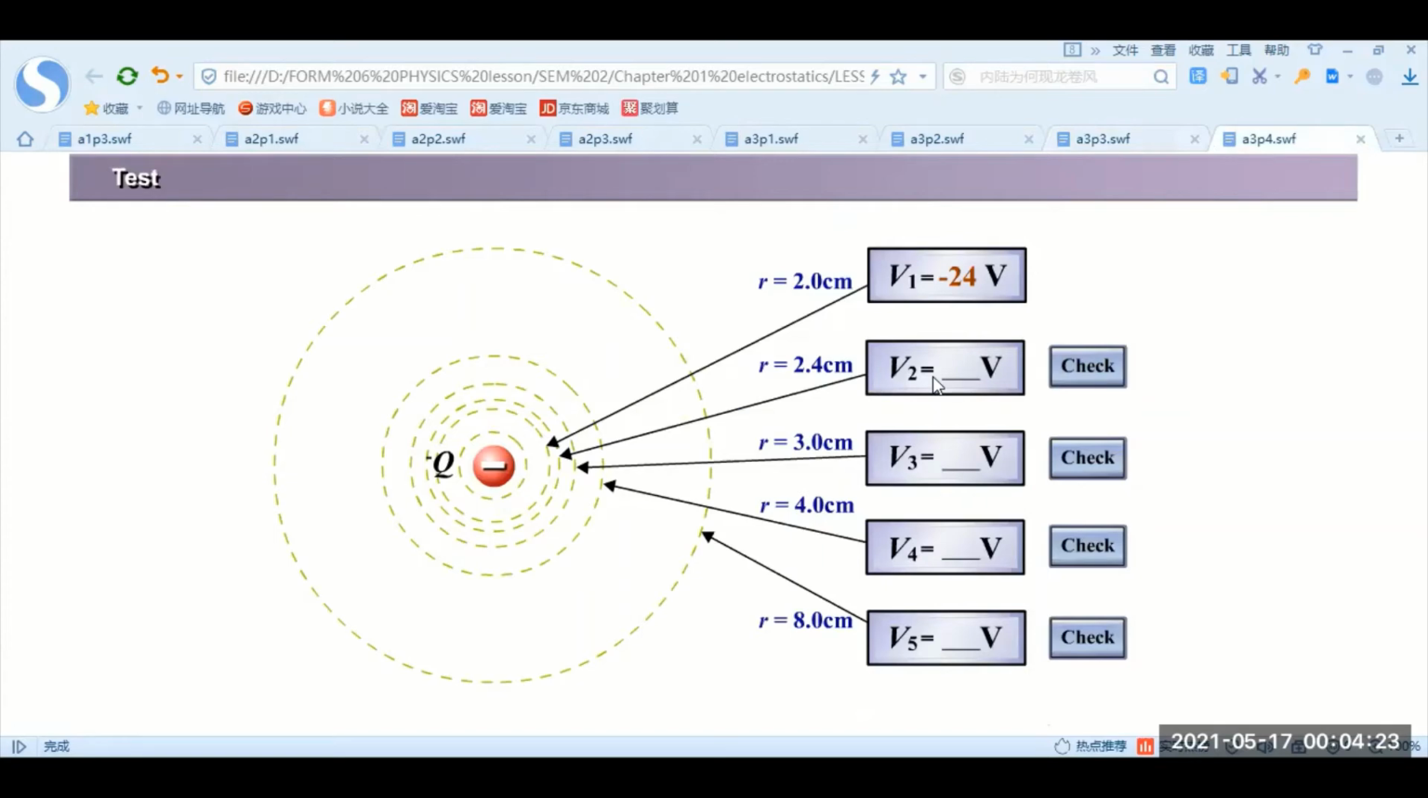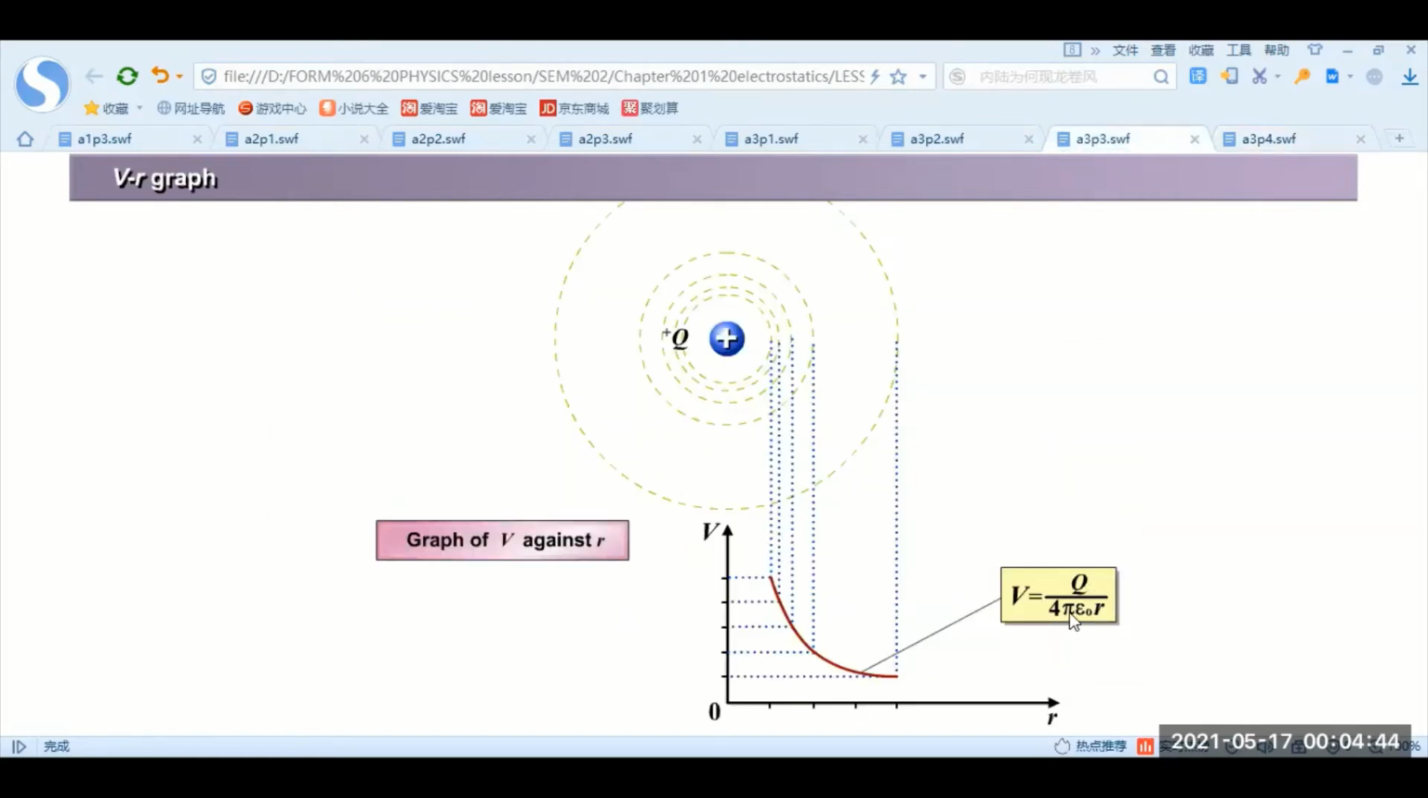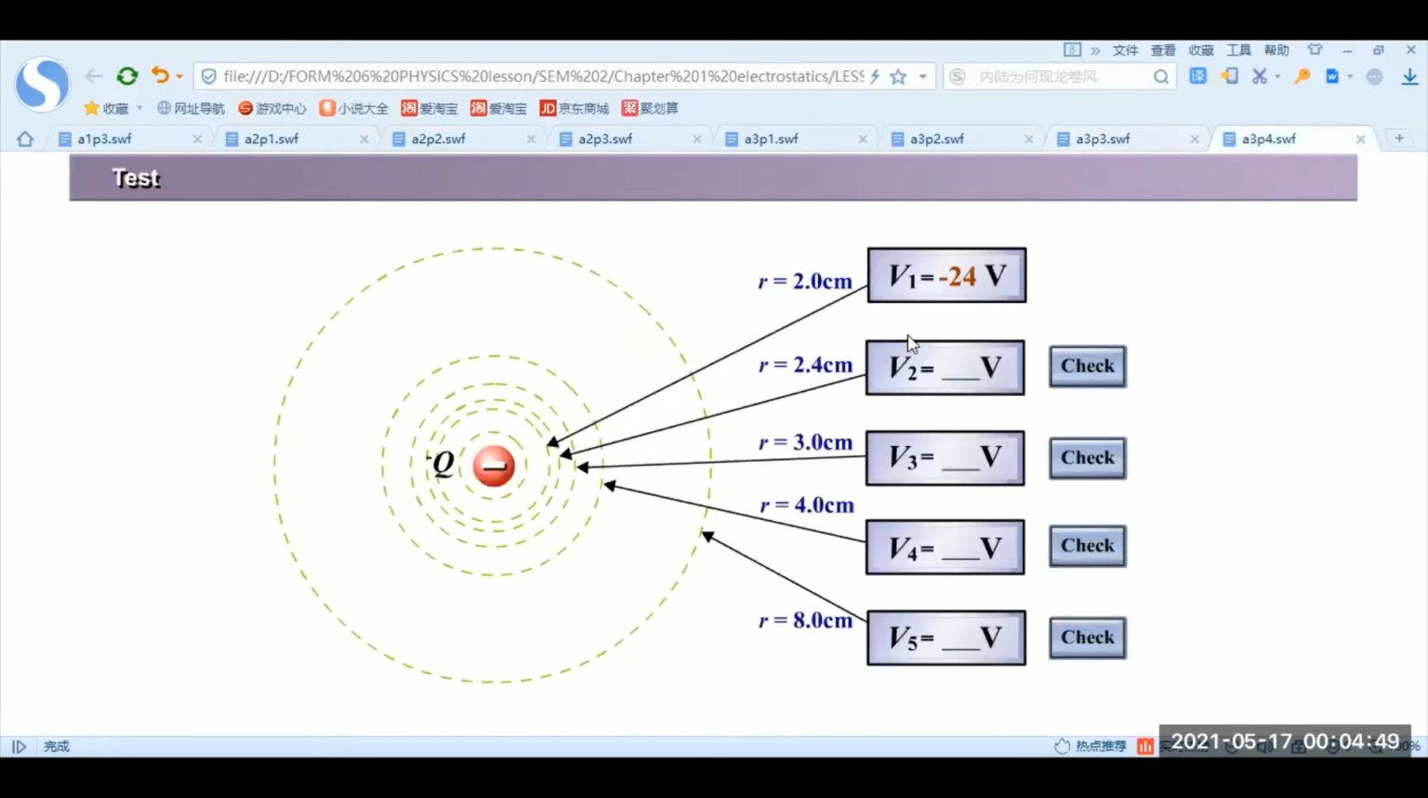That means, how about R if the distance increases? So we need to use negative 24 from just now, divided by R, right? We times with R, where R is 2. Then this gives the constant. The constant is 48, meaning Q over 4 pi epsilon is negative 48. So negative 48 divided by 2.4, we get negative 20.